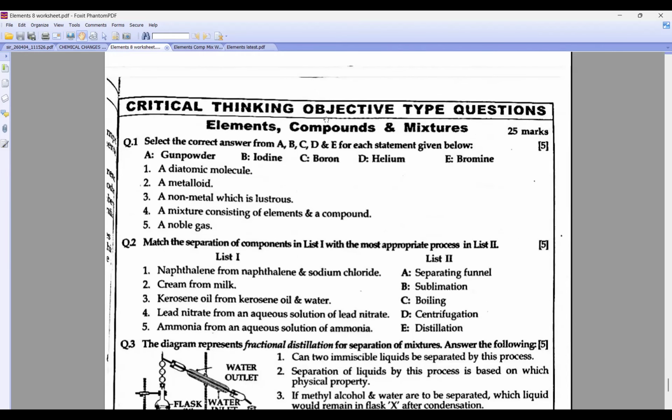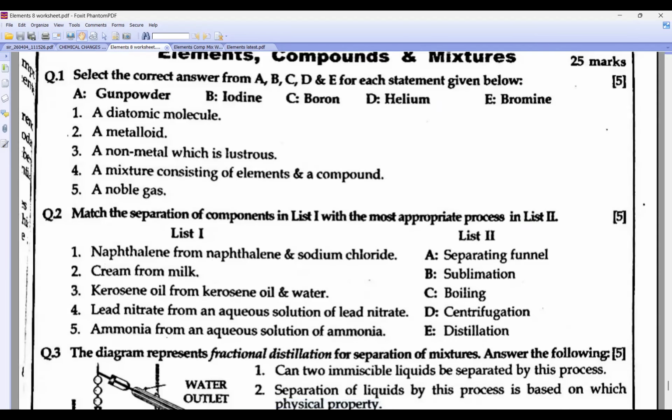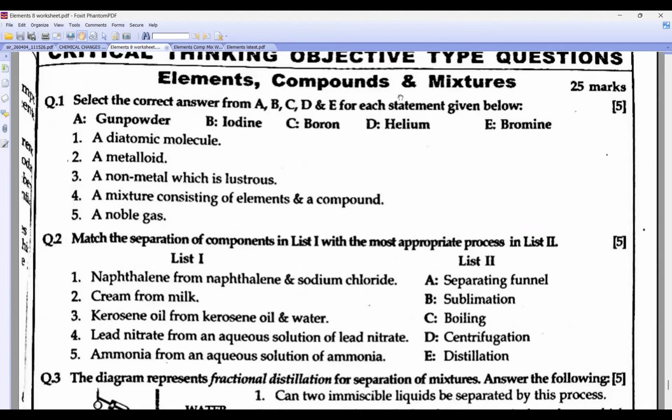Now, beta, keep your worksheet ready. Behind there was this critical objective question. I want you to do it right now. Come on. What's your name? Have you written? Arohi Limai. Yeah. This is the fees they are giving.